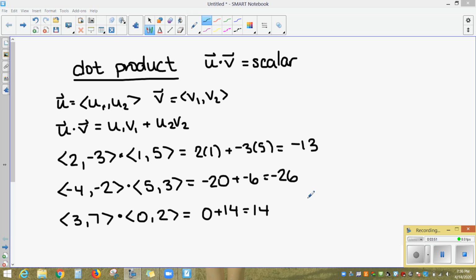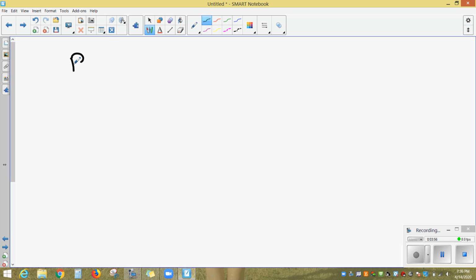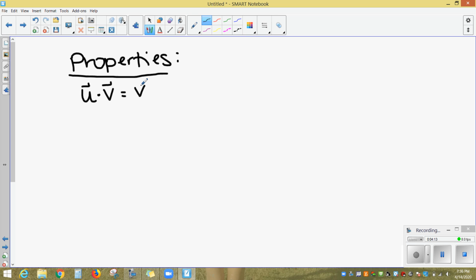Some properties that vectors have with their dot products. Okay, and these are all in your textbook, but I'm going to go ahead and write them down. I won't necessarily give examples of them. But we have the commutative property of multiplication, I guess you could say, with dot products, because u dot v and v dot u are the same, because either we're taking u1 v1 or v1 u1, okay, plus u2 v2 or v2 u2. Okay, those sums are going to be the same.